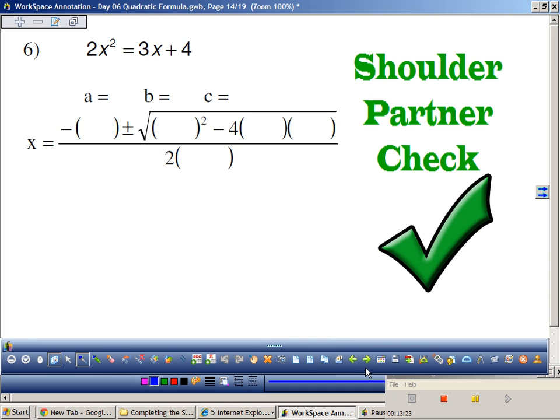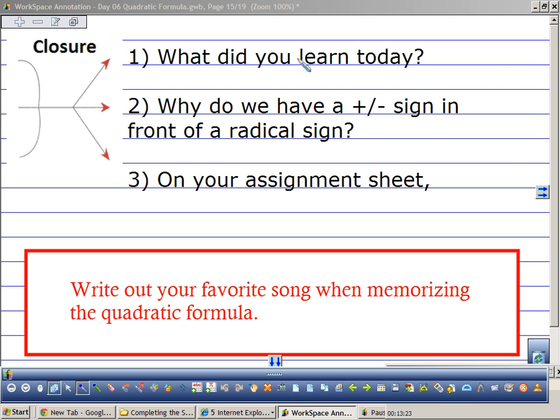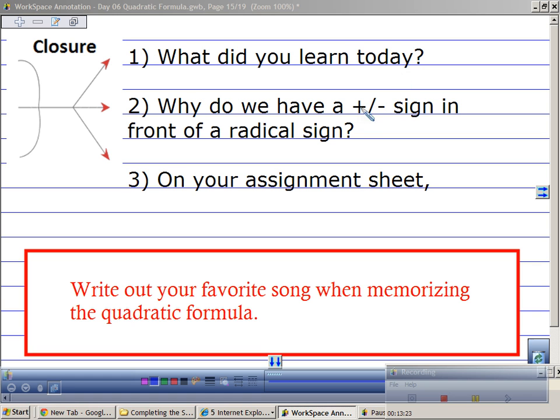Okay, you guys did good. The rest of it's your homework to do tonight. I need you to freeze though. What did you learn today? Quadratic formula. Why do we have a plus and a minus sign in front of the radical sign? Because there's 2 roots. Good.